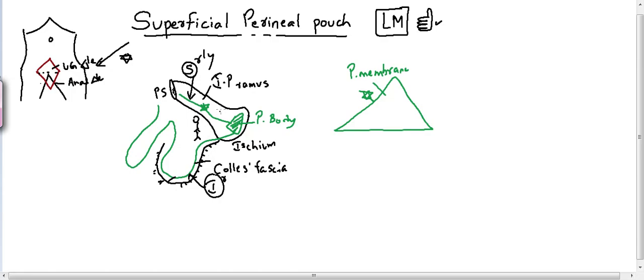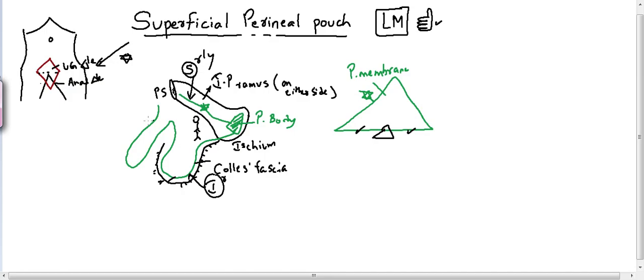On either side we have the ischiopubic ramus. Posteriorly, we have the fusion of this Colles' fascia with the perineal body in the center. This perineal body will be here like this, and the perineal membrane. So it's the Colles' fascia becoming continuous with the perineal membrane. That is a posterior relation.